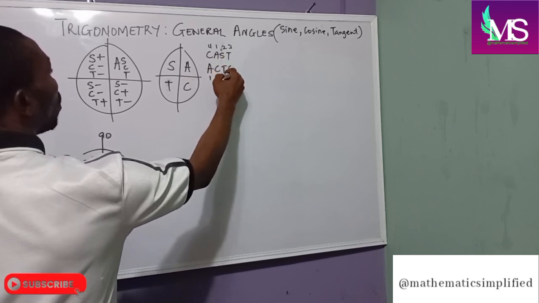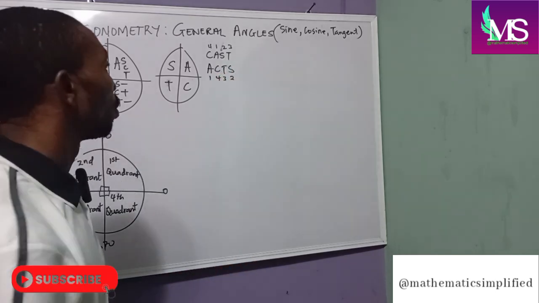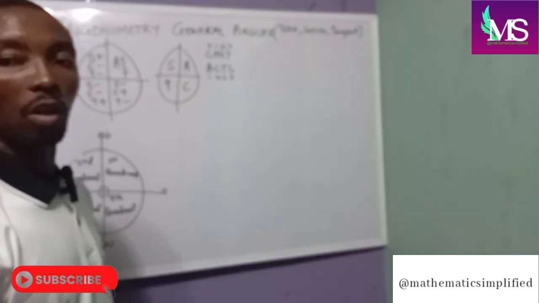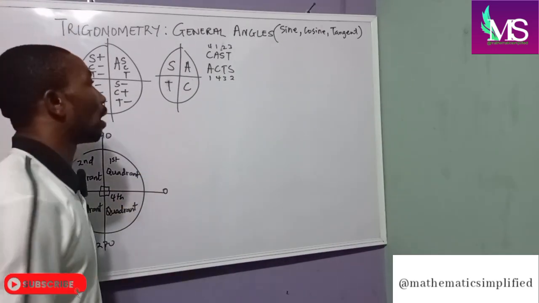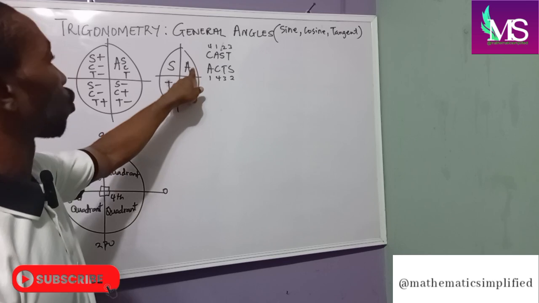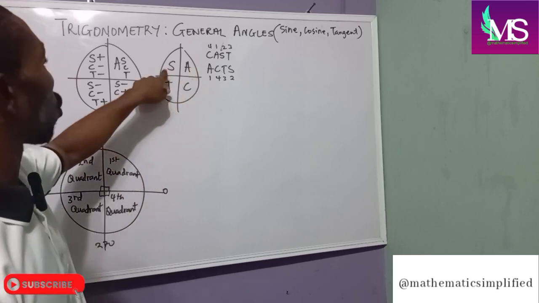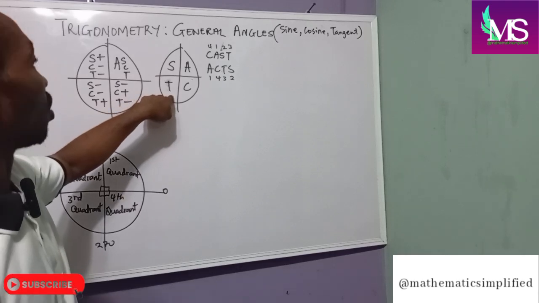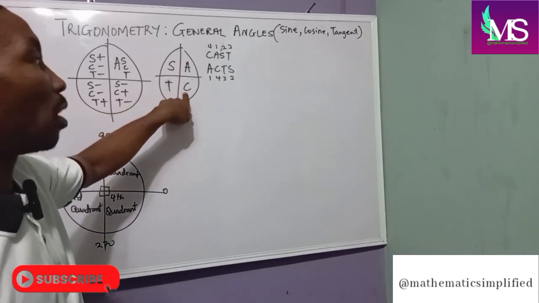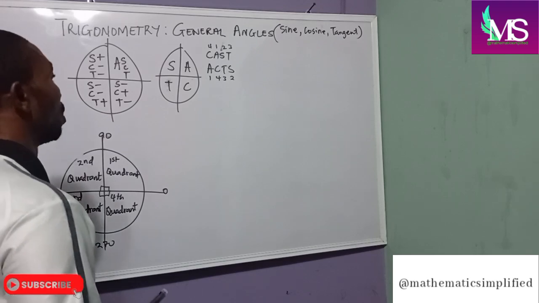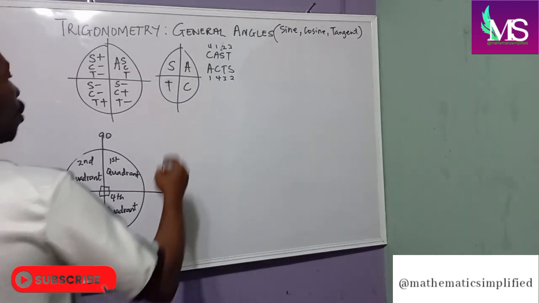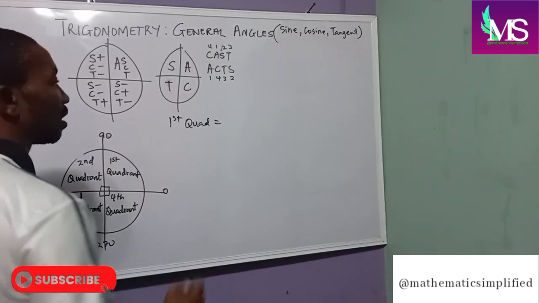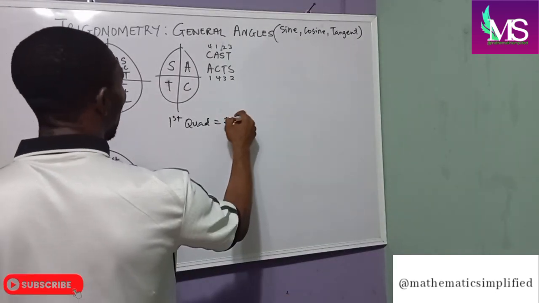From first, fourth, third, second. Okay, now CAST or ASTC will help you in understanding those diagrams: in the first quadrant all are positive, in the second quadrant only sine is positive, in the third quadrant only tan is positive, and in the fourth quadrant only cos is positive. Now, we know that in our first quadrant, for us to get the acute angle, all theta is acute.